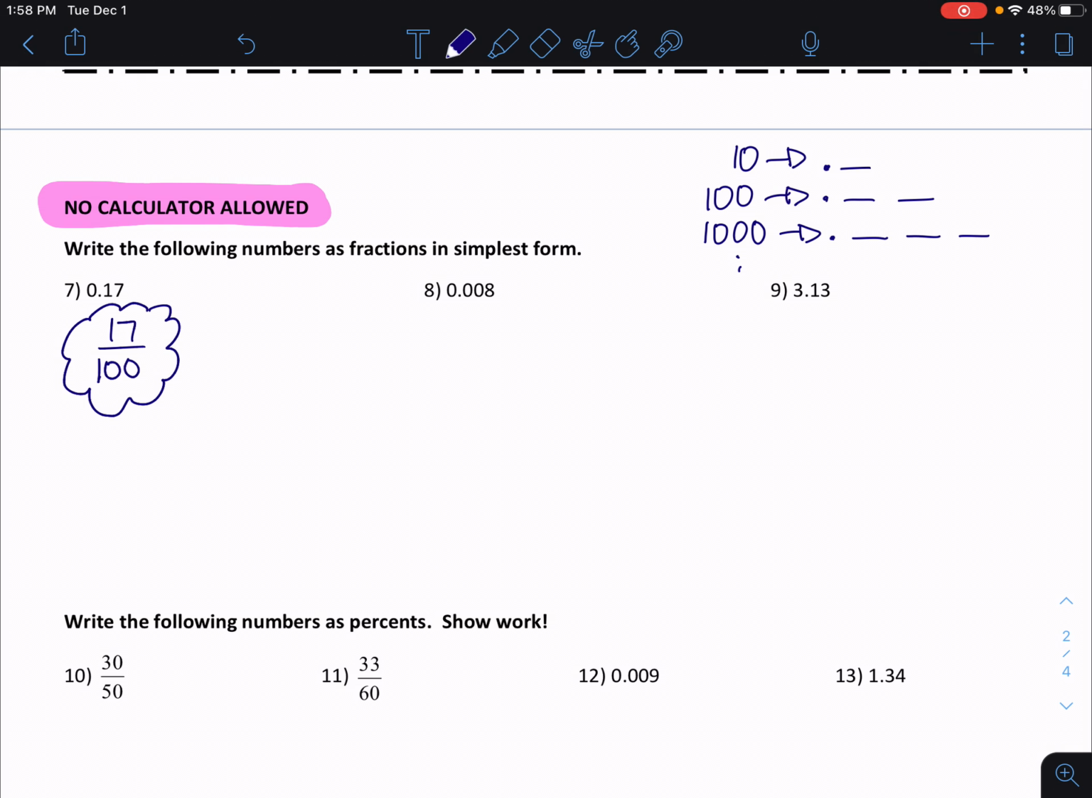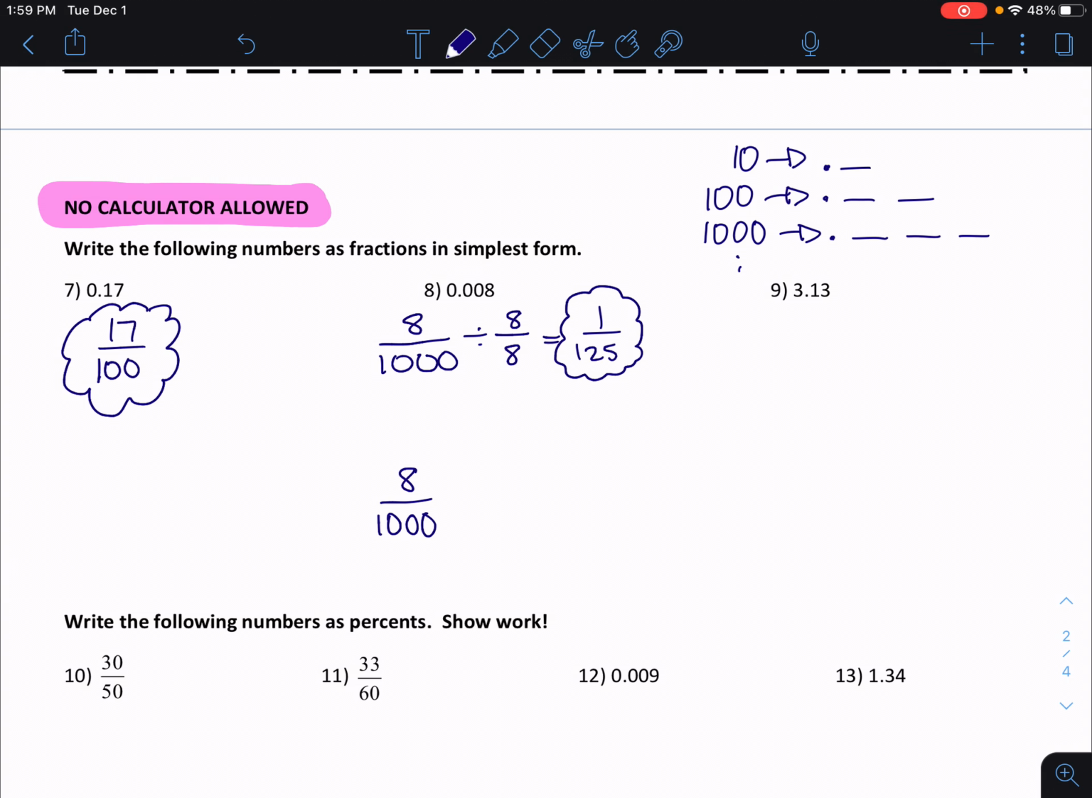In number 8, we are at 3 decimal places, so 0.008 is 3 decimal places, so that's going to be over 1,000. And I'm actually going to show 2 different ways to simplify this one, depending on who you are. So for me, I know that 8 and 1,000 have an 8 in common. So this is using the greatest common factor, getting there in one step. So 8 divided by 8 is 1, and then 1,000 divided by 8 is 125.